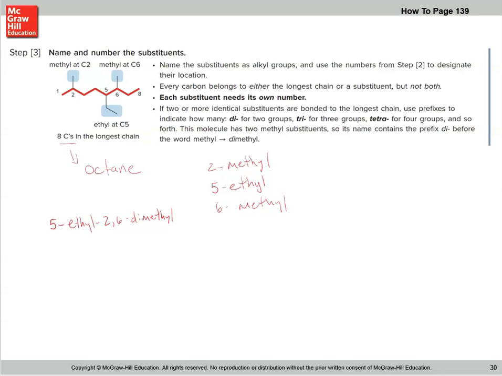So we have di, tri, tetra. These are other naming systems that we'll learn as well in a second. We have di, tri, and tetra for 2, 3, or 4 groups, and so forth in that manner. So on the 5th carbon, we have an ethyl group. On the 2 and 6 carbons, we have methyl groups, and dimethyl octane. So this is the proper name for this compound right here.